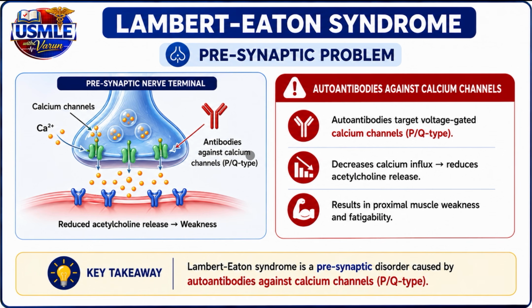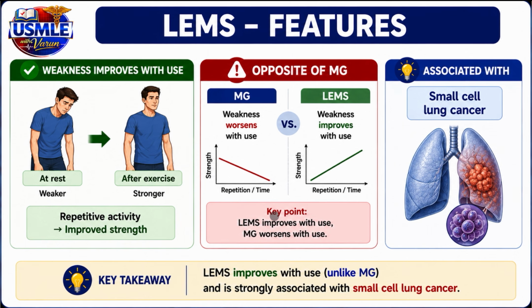Lambert-Eaton myasthenic syndrome is characterized by antibodies which affect the calcium channels on the nerve terminal, reducing the release of neurotransmitters. There are autoantibodies against the voltage-gated calcium channels, where there is decreased calcium influx, which leads to reduced acetylcholine release, and this results in proximal muscle weakness and fatigability. This Lambert-Eaton myasthenic syndrome is a presynaptic disorder caused by autoantibodies against P/Q type calcium channels.